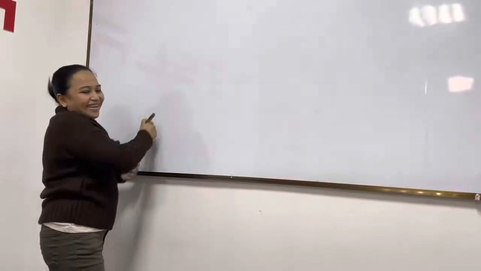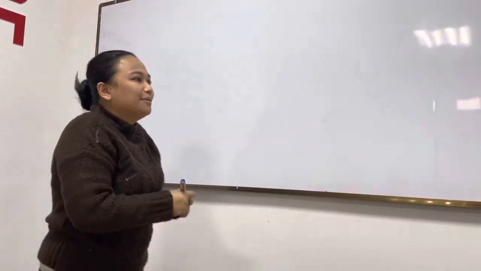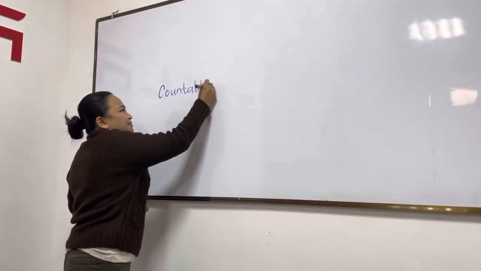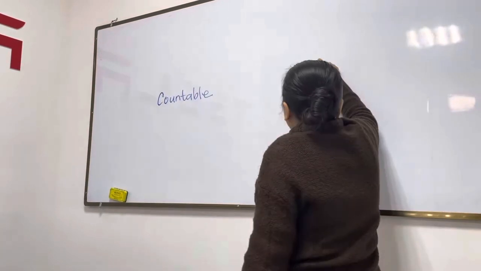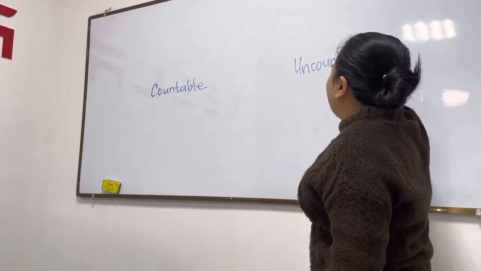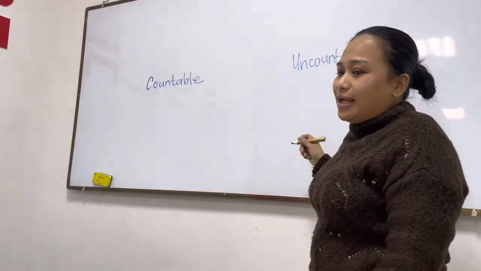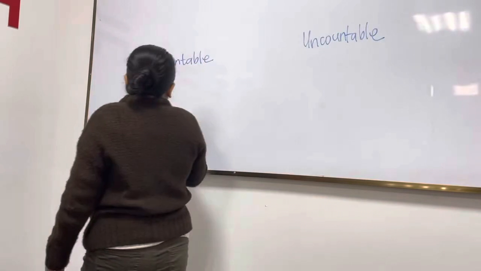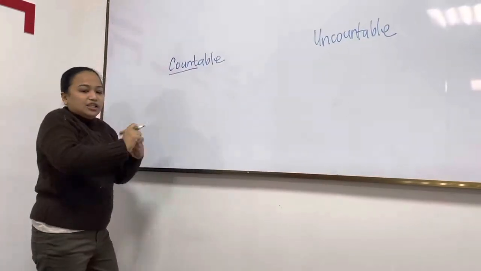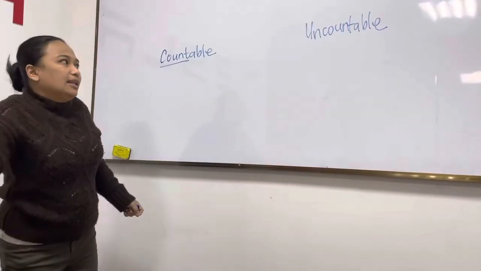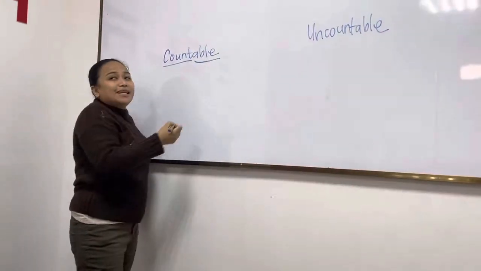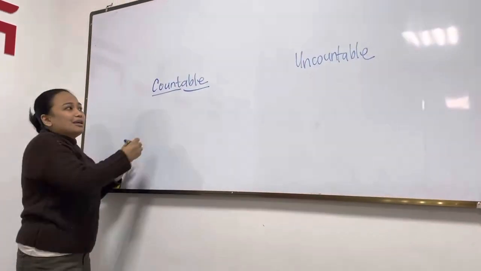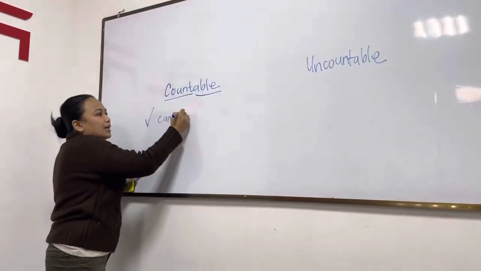Okay, let's start. The next topic would be countable and uncountable. This is a little bit interesting topic, but challenging. So I want you to pay close attention, okay? Count means counting, and able means possibility. It means to say countable are the things that we can count.